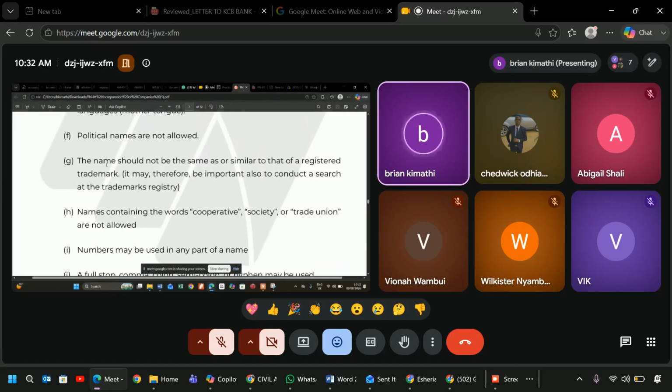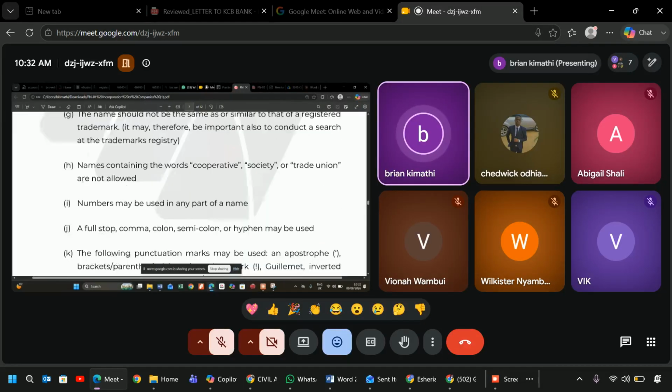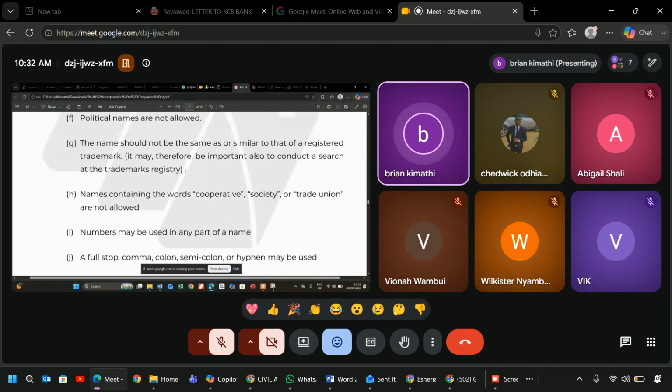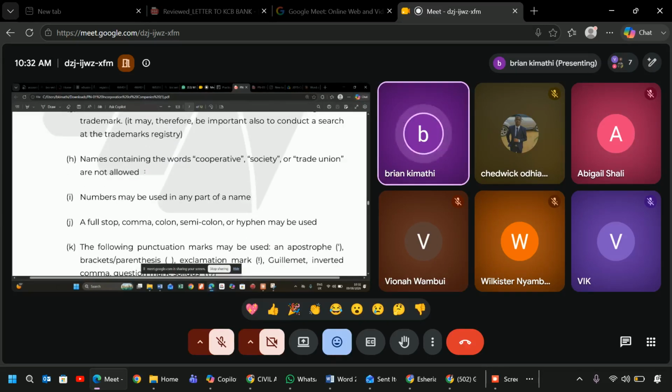The name should not be the same as or similar to that of a registered trademark. It may therefore be important to also conduct a search on the trademarks registry. So you can't register a company where that name has already been registered as a trademark by someone. Names containing the words cooperative, society, or trade union are not allowed. Numbers may be used in any part of the name.